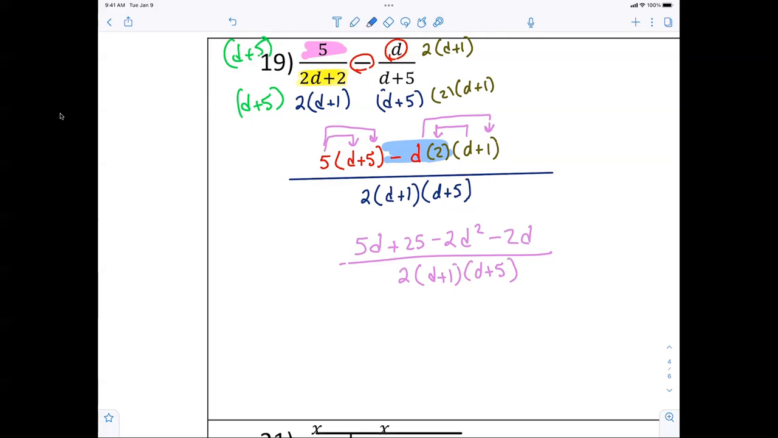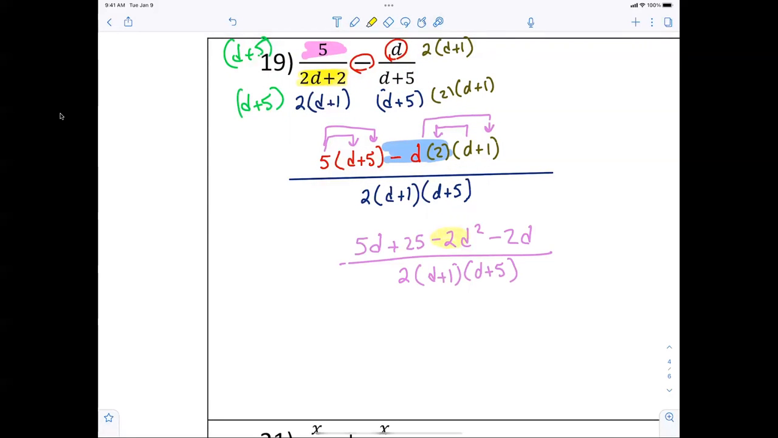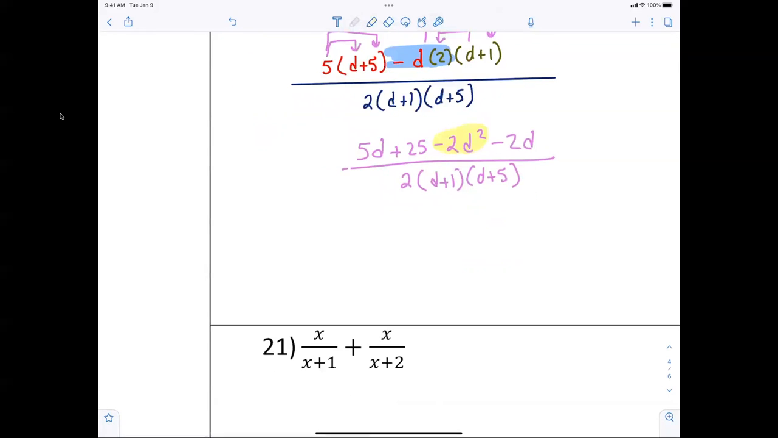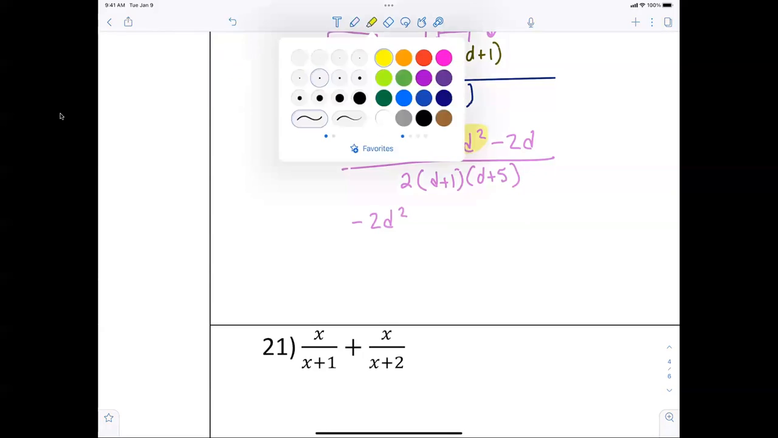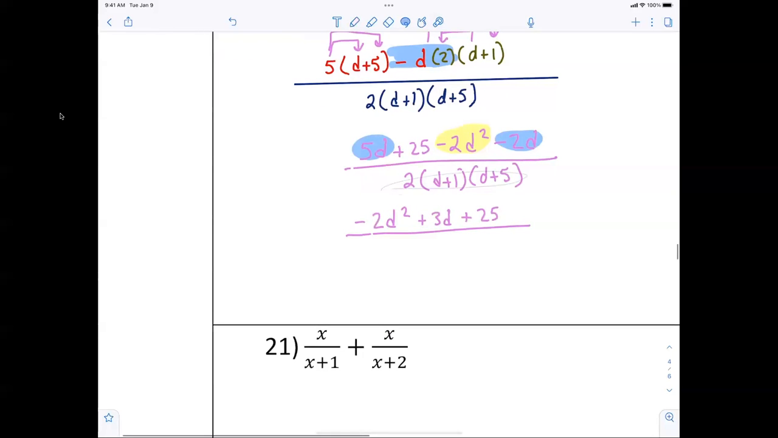Now it's just a matter of combining terms. Is there anything I can combine with the negative 2D squared? No. So everybody's going to put down negative 2D squared. All right, what combines now? 5D and negative 2D, which is what? 3D. Plus 3D. And then what? Plus 25. 25 now, pass through it. And then all over that denominator.